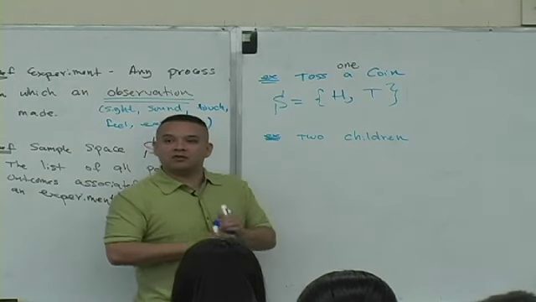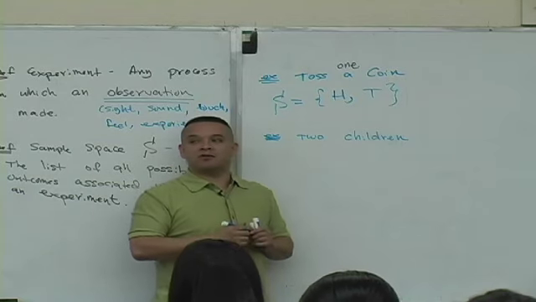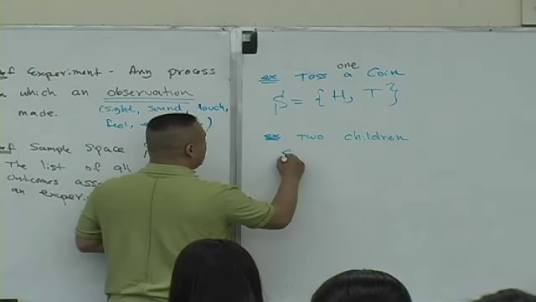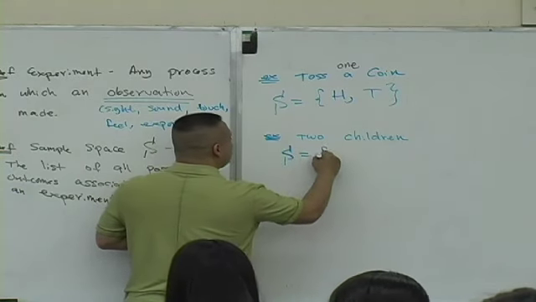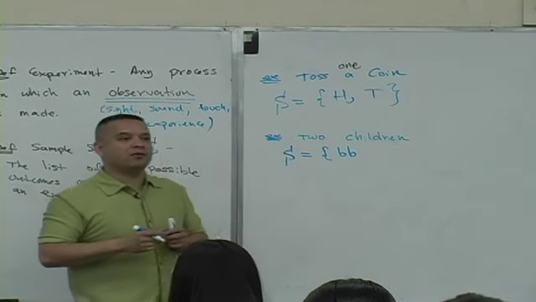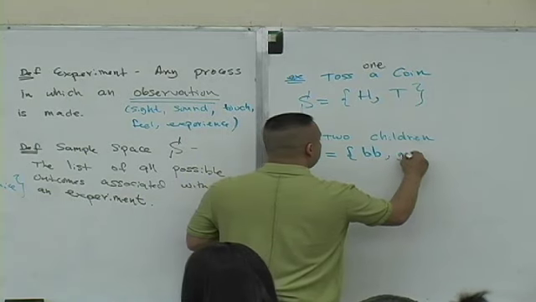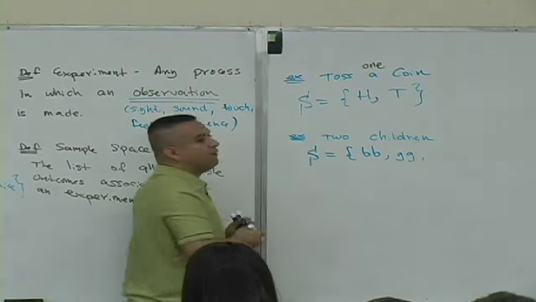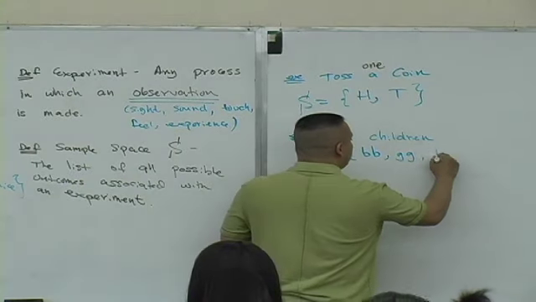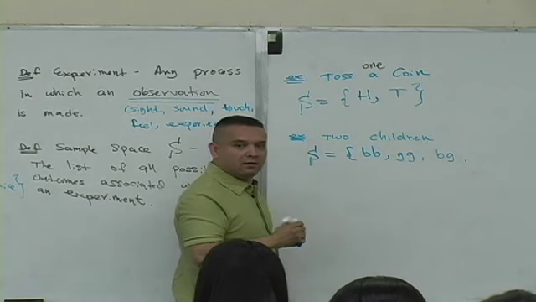So if you have two children, what's the list of all possible outcomes? You can have what? Can you have two boys? Isn't that an outcome when you have two children? You can have two boys, right? Can you have two girls? What else can you have? A boy and a girl? You can have BG, or a what? Girl and a boy?